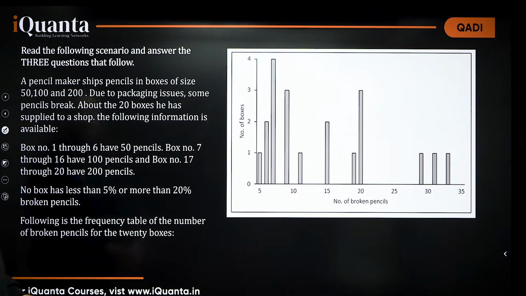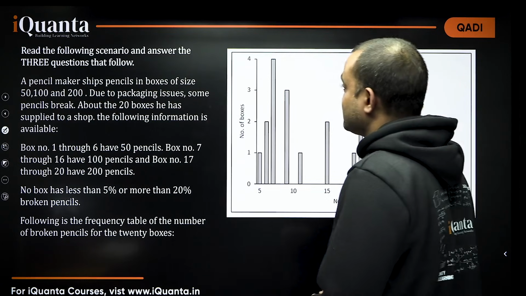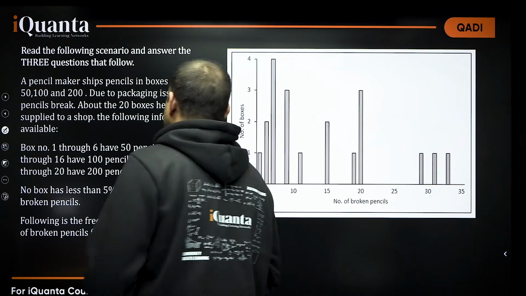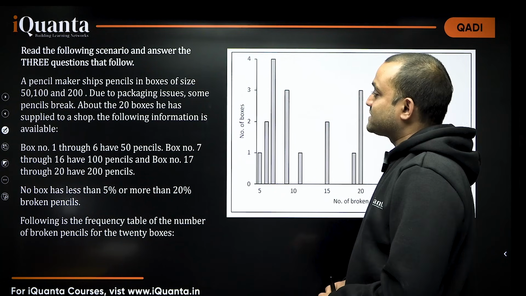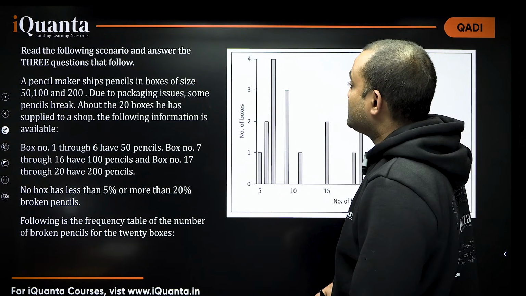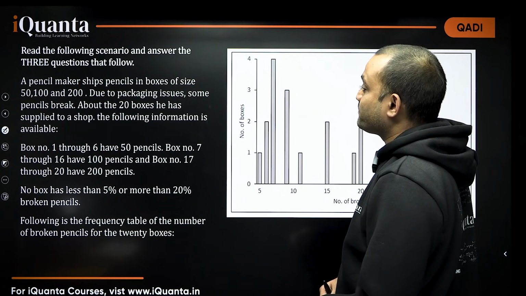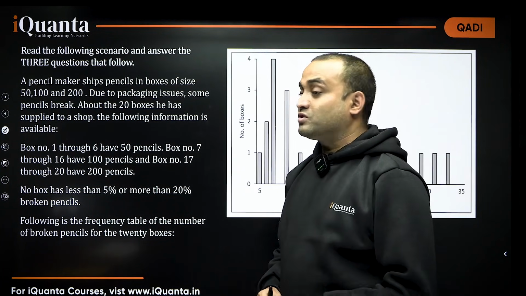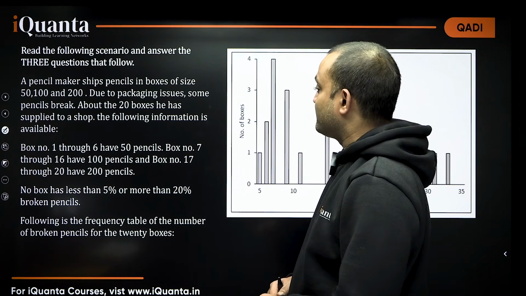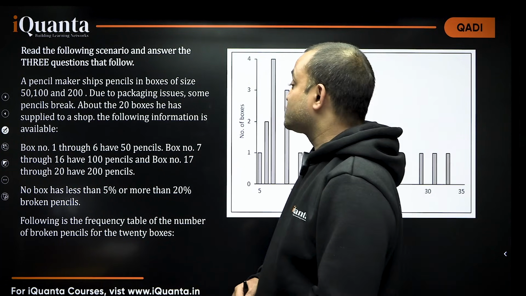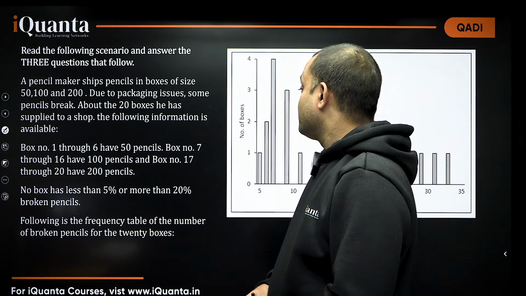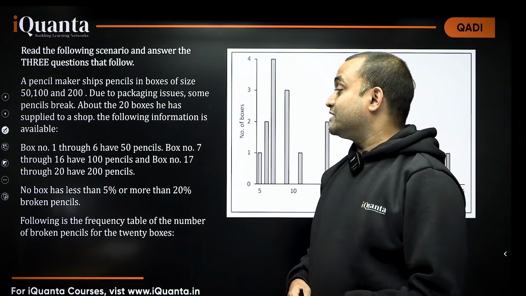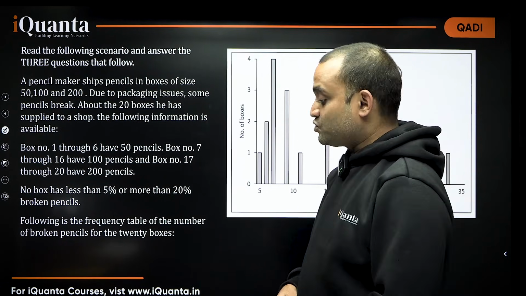Read the following scenario and answer the 3 questions that follow. A pencil maker ships pencils in boxes of size 50, 100 and 200. Due to packaging issues, some pencils break. About the 20 boxes he has supplied to a shop, the following information is available. Box number 1 through 6 have 50 pencils. Box number 7 through 16 have 100 pencils. Box number 17 through 20 have 200 pencils.